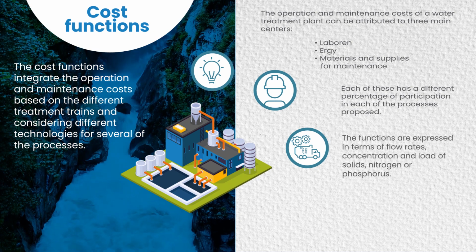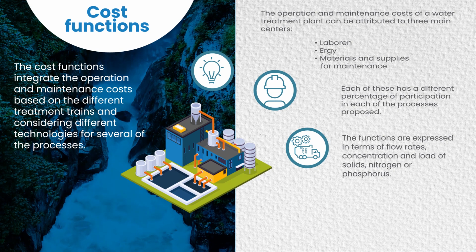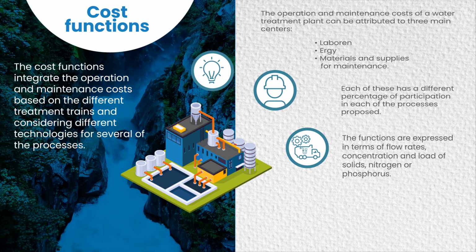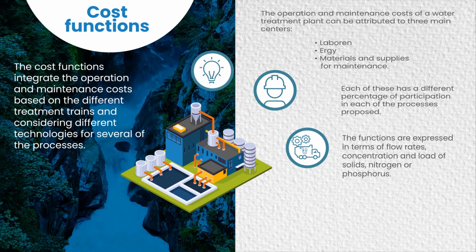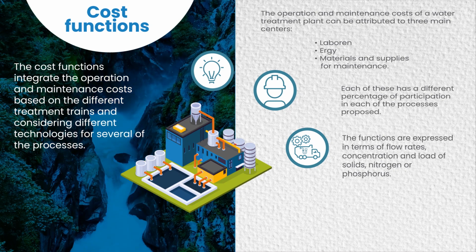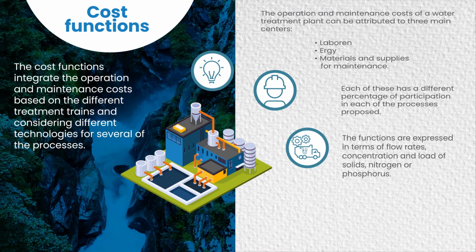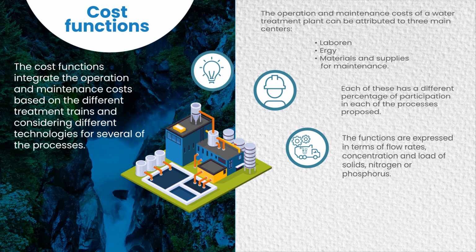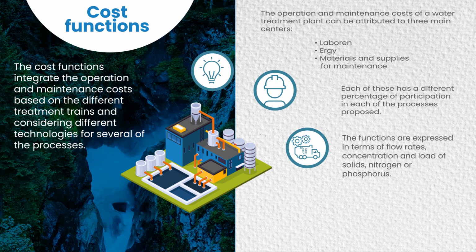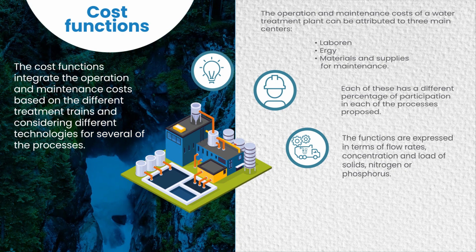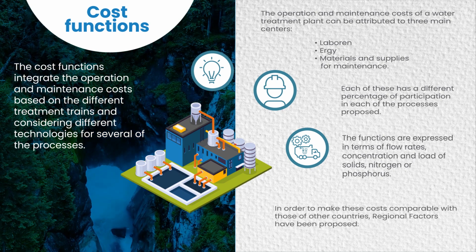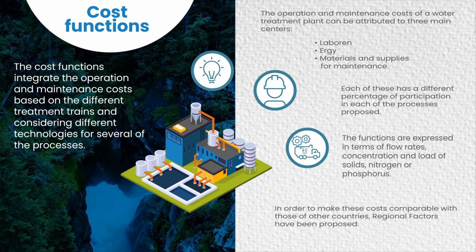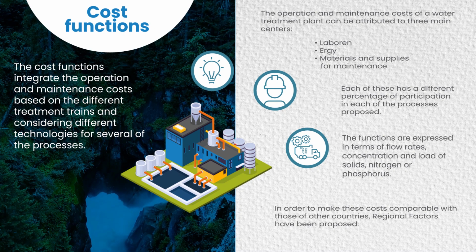This is the case of the treatment processes that will be more expensive if there is a greater load of contaminants, understood as solids and nitrogen, since it leads to higher operating and maintenance costs by presenting greater wear on the systems, greater frequency of washing, drainage, removal of sludge, cleaning of surface plants and dredging of reservoirs and ponds. This is the reason why the functions are expressed in terms of flow rates, concentration, and load of solids, nitrogen, or phosphorus.